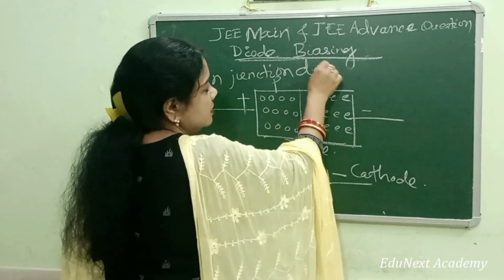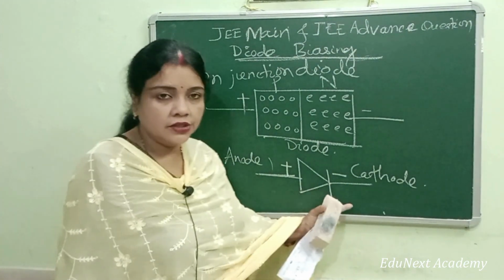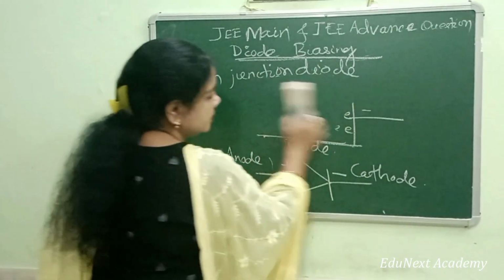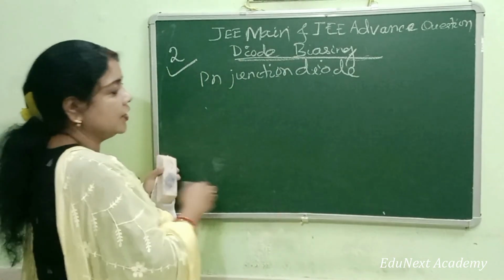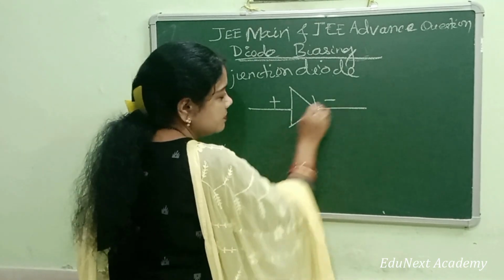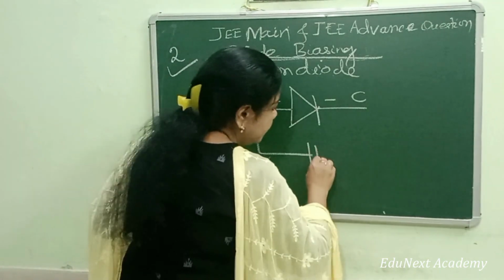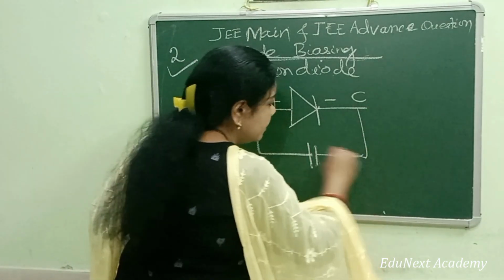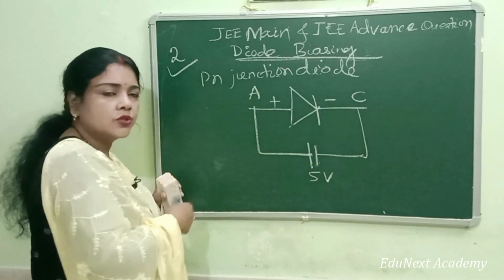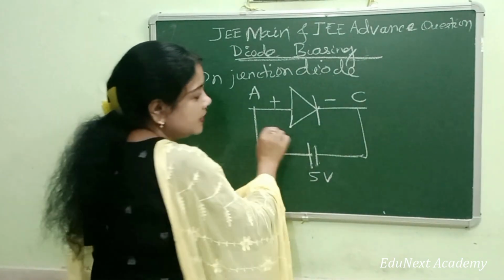PN junction diode. Now, let us see how this diode conducts electricity whenever a supply is given. So let us discuss the circuit I am going to draw here. This is a diode. This is plus, this is minus, this is anode, this is cathode. If I give a supply to it, for example a 5 volt battery supply, even at 1 volt the diode starts to give current. That means it starts to conduct.